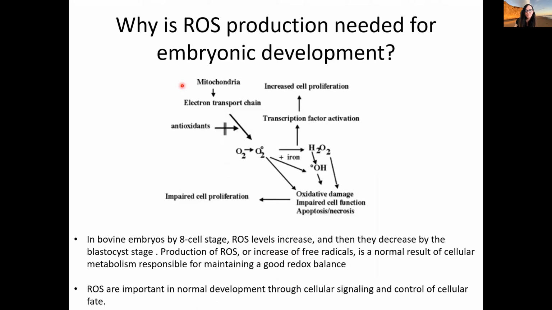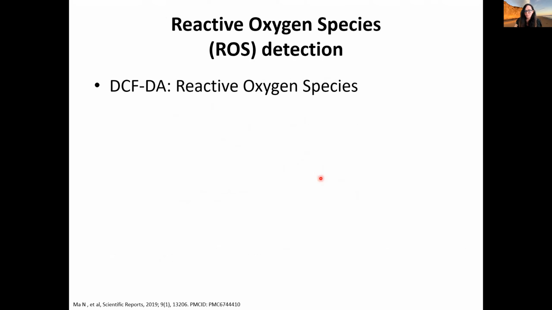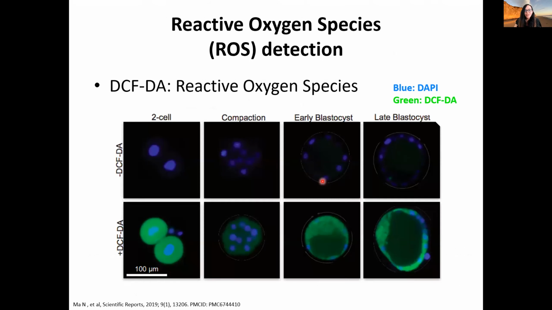So as we know in the embryos, ROS production is needed for embryo development. In the bovine embryo at the 8-cell stage, the reactive oxygen levels increase and then they decrease by the blastocyst stage. So ROS is really important in this process. So just to correlate the production of ROS, we wanted to get a better sense if what we're seeing with fluorescence lifetime is true.